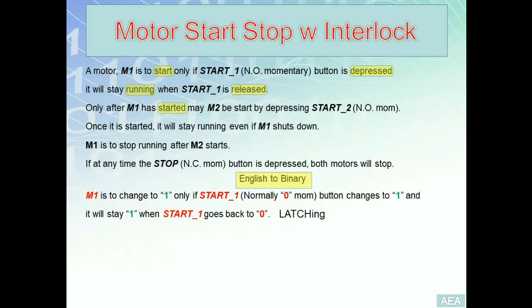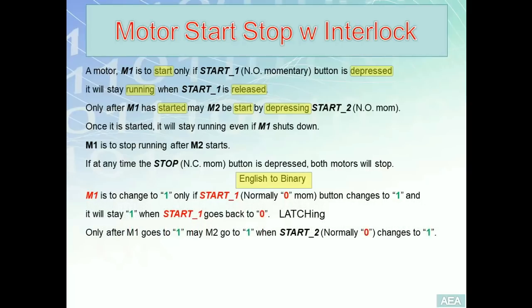Only after M1 has started may M2 start by pressing start 2, which is a normally open switch. This translates to only after M1 goes to 1 may M2 go to 1 when start 2 goes to 1 or changes to 1. Once M2 starts, it will stay running even if M1 shuts down. And this translates to once it is 1, talking about M2, it will stay 1 even if M1 goes to 0. This is another requirement that's achieved by latching.